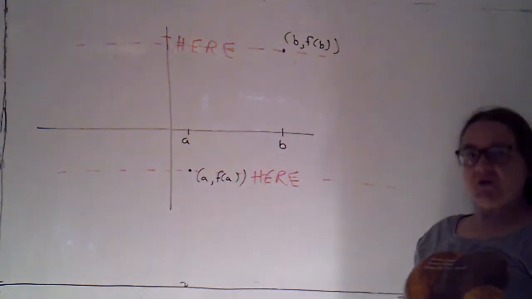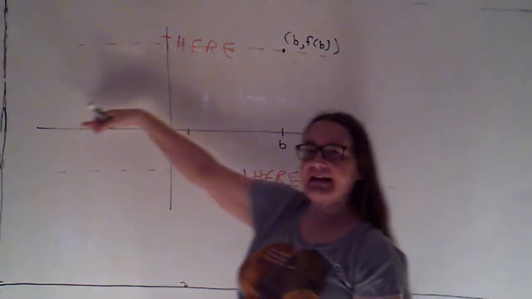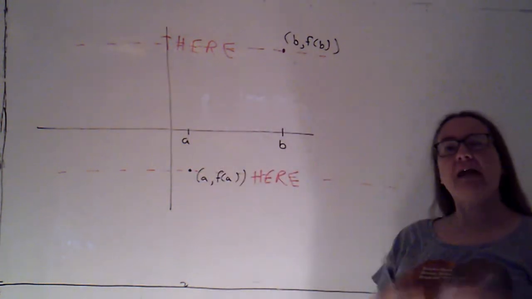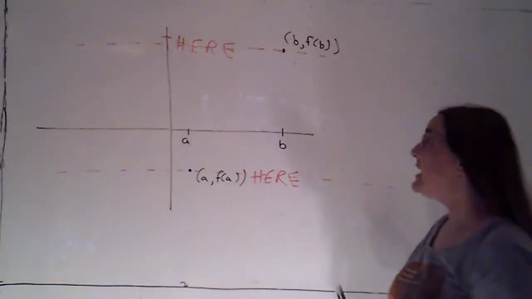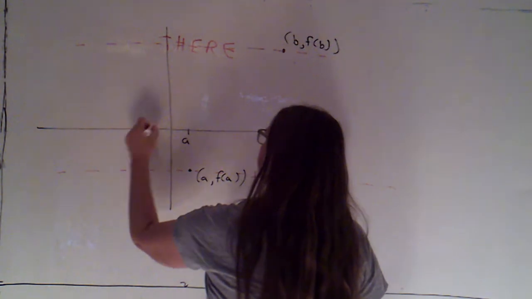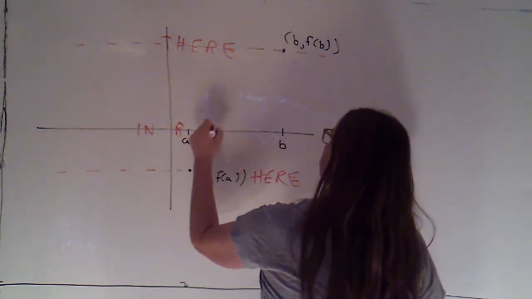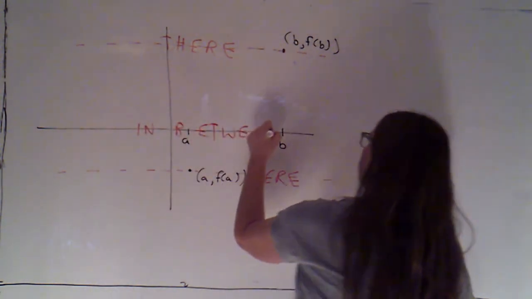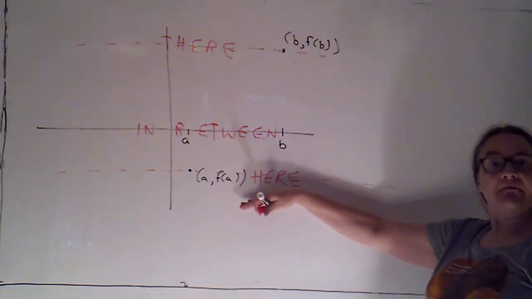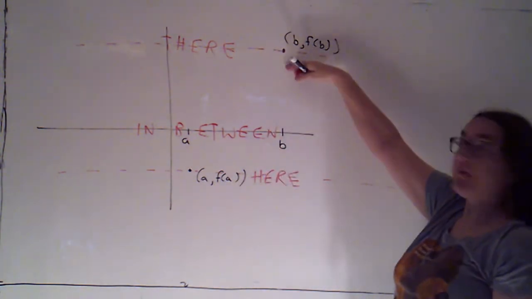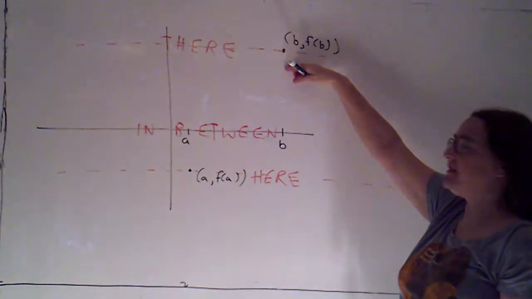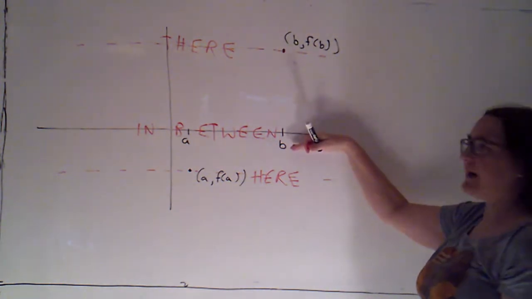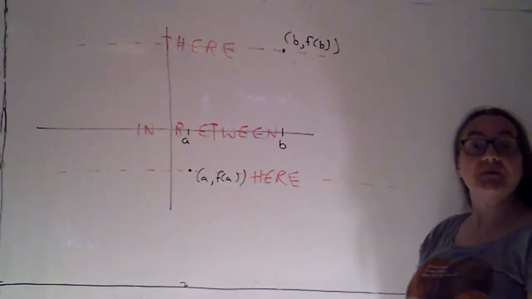And I want to observe that the x-axis, where we would have a y value of 0, is in between. So down here, our y values are negative. Up there, our y values are positive. And in between, on the x-axis, our y values would be 0.